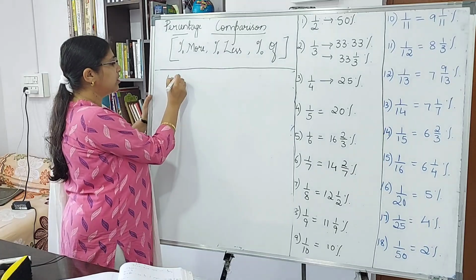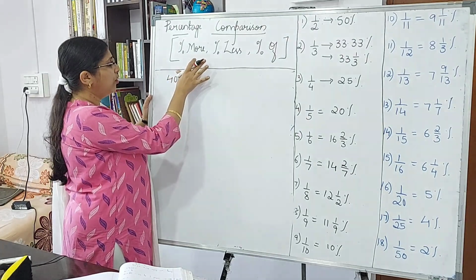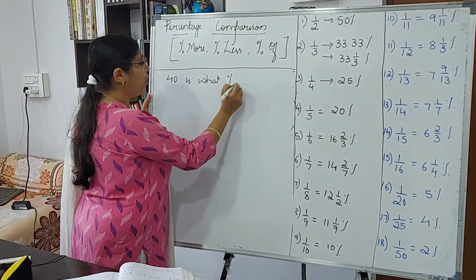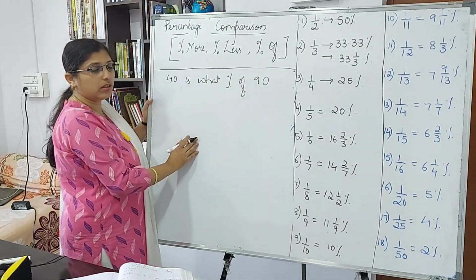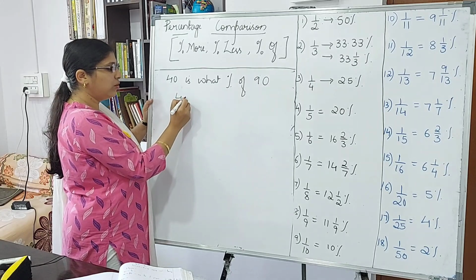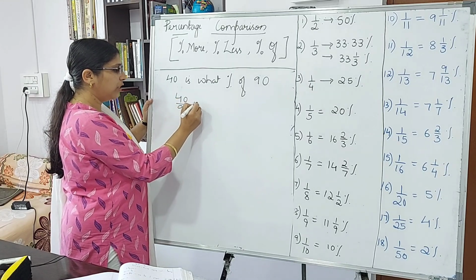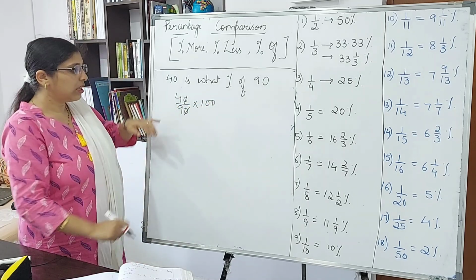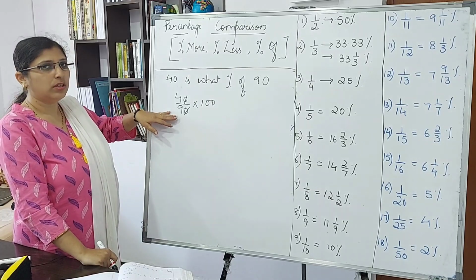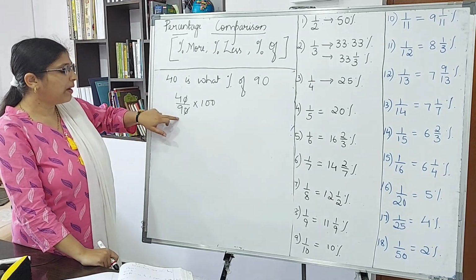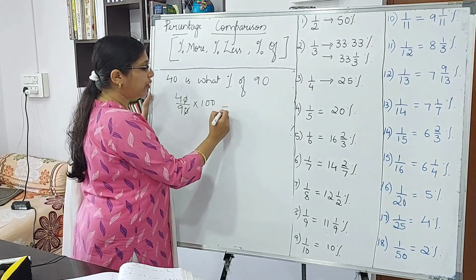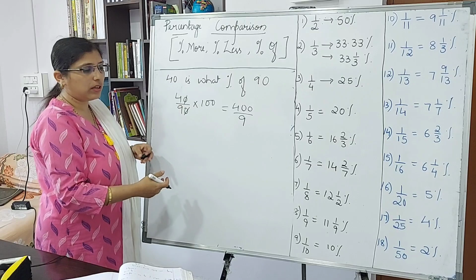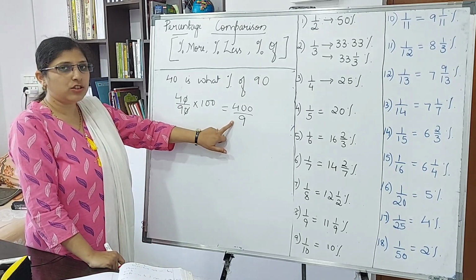Now, 40 is what percent of 90? So what we can do? A by B into 100, 40 by 90 into 100. Okay, 0 and 0 cancel. So now see here how fractions come into the picture. Now it is 4 by 9 into 100. If you go on doing it manually, 4 into 100 will be 400 by 9. You have to go on dividing. Okay, this will consume a lot of time.